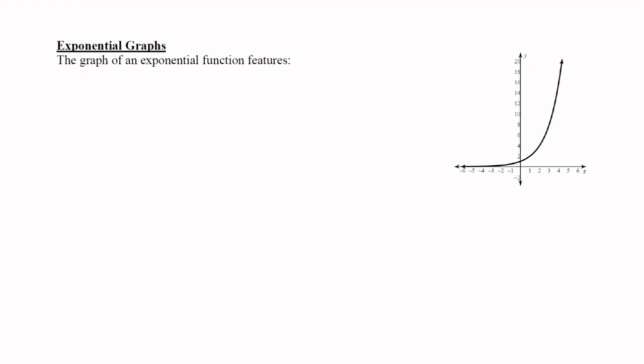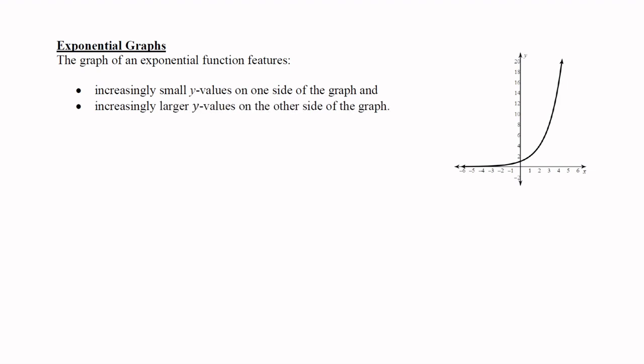The graph of an exponential function features increasingly small y values on one side of the graph and increasingly larger y values on the other side of the graph. So you can see on the graph here on the right that as we go in the positive x direction, our y values are getting increasingly larger. But if we get to the left side of the graph, or where x is becoming more negative, our y values are becoming increasingly smaller.